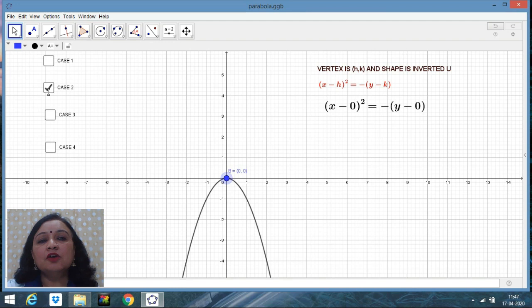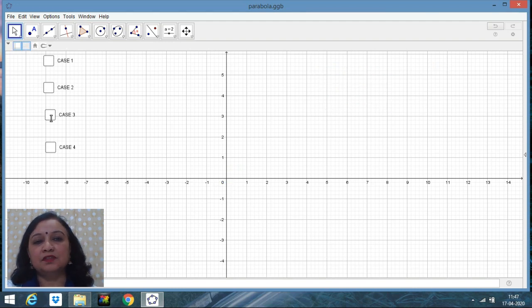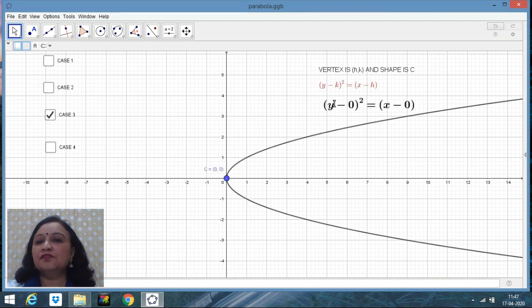Now let us move to the third case. Third case is if y is quadratic now. Y is quadratic and x is linear with a positive coefficient, then also with x, the standard form is x minus h is equal to y minus k whole square. So you can very easily read out h and k from the equation, and now x is linear with a positive coefficient, so the shape is C. Please be careful, we have to read h with x always.